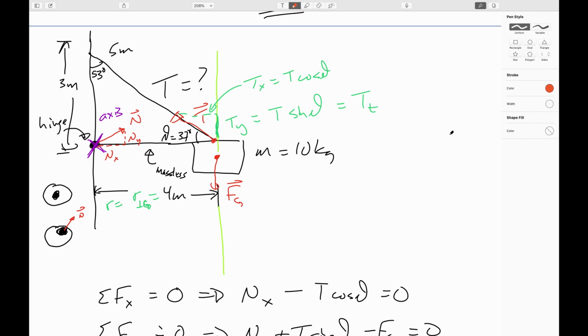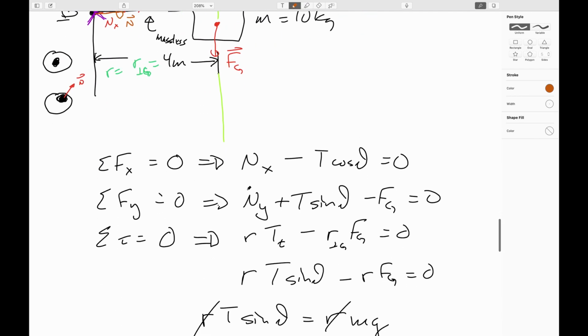So that will now let me say that the normal force points purely horizontal. Okay, that's as good as the color gets. We now know that the normal force actually points straight to the right.